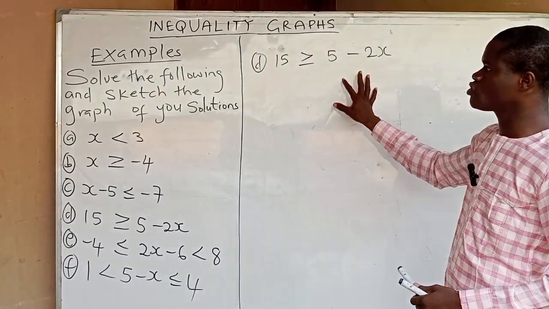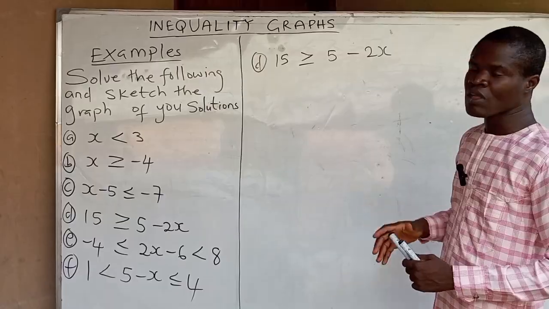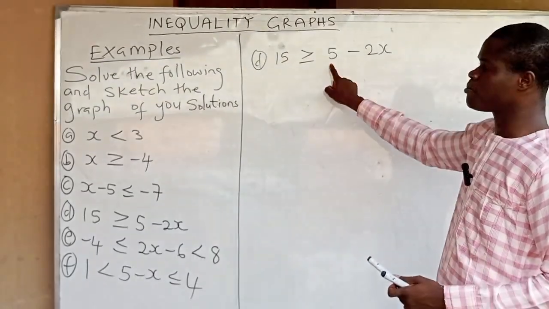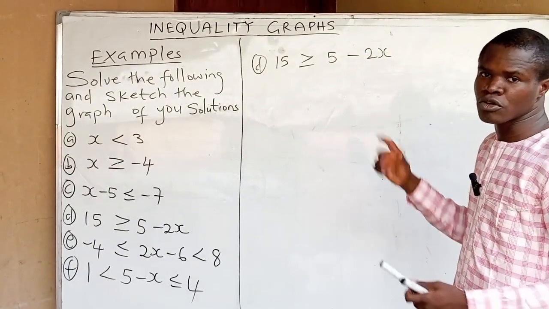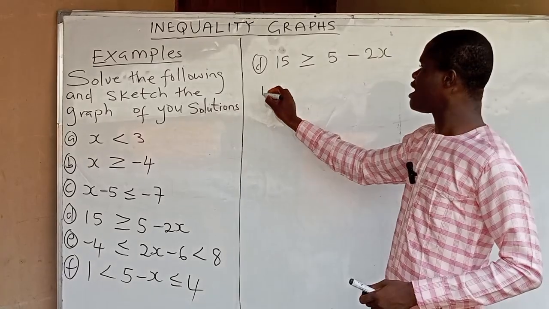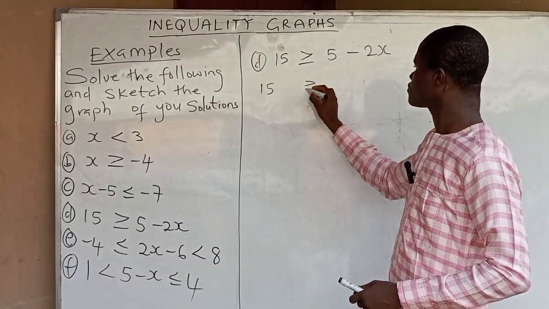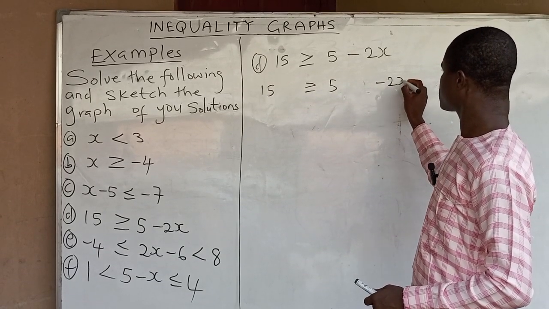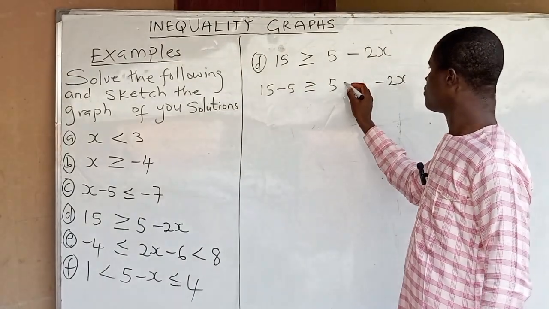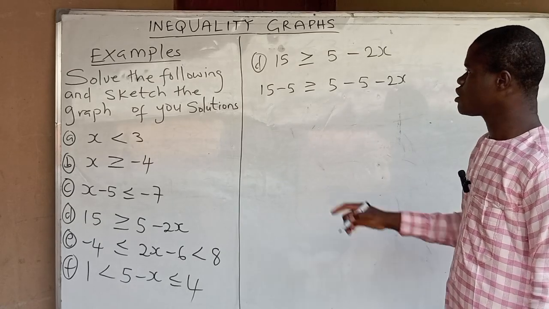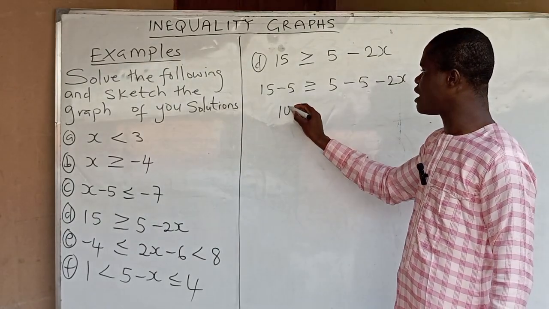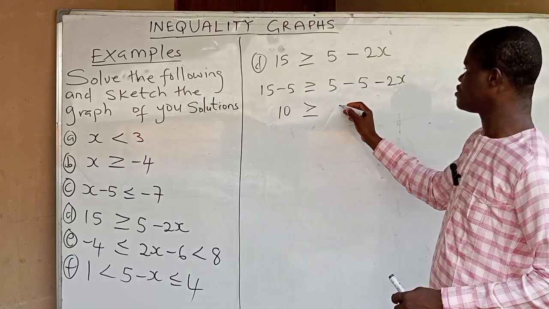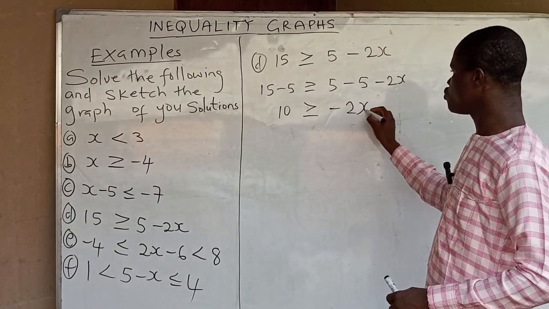So in question D, we're asked to solve this problem and then sketch the graph. I want my x to stand alone, so the first step is to remove this 5. So this is plus 5. I'm going to subtract 5 from both sides of the equation. So we now have 15, so this becomes minus 5 here, minus 5 here. Okay, so 15 minus 5 will give us 10. Is greater than or equal to 5 minus 5 is gone, 0, and then this is minus 2x.